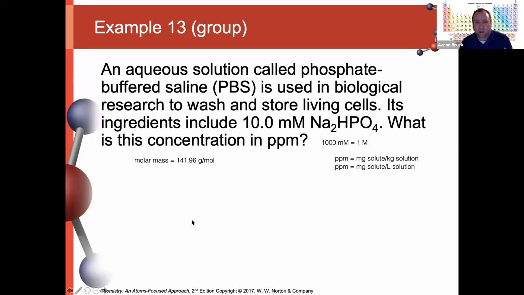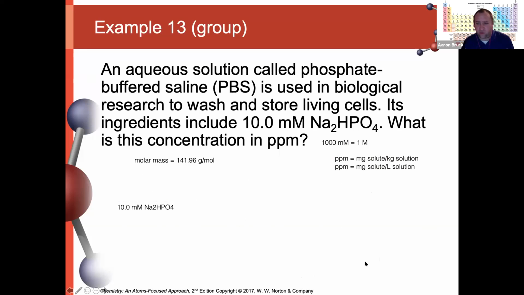Let's see how we did. So we are told that we have a 10.0 millimolar solution of sodium monohydrogen phosphate. And what we need to do is convert that and put that into parts per million.